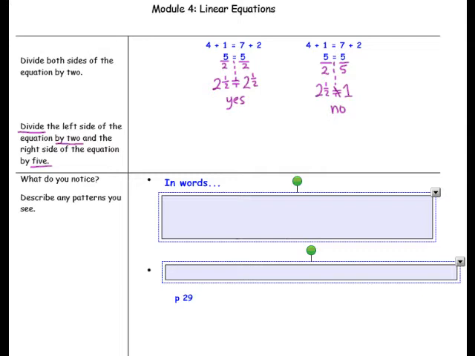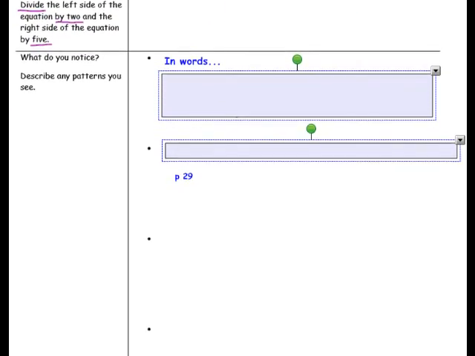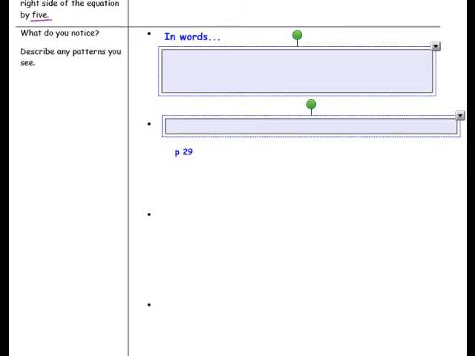After we've done this activity, what did you notice? Describe any patterns that you see. Pause the video and take a look at when we did the operations with the same number on the left and the right, and then when we used a different number on the left and the right. Take a minute and look back at what we just did.